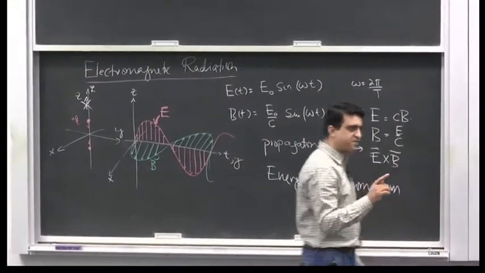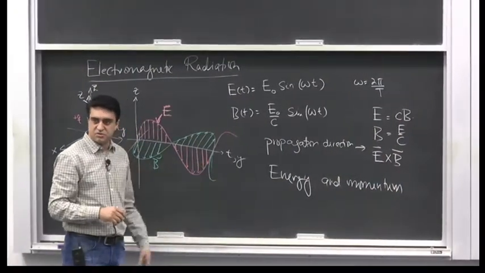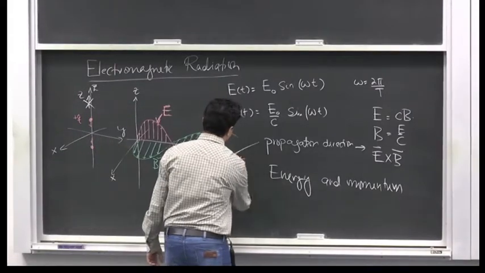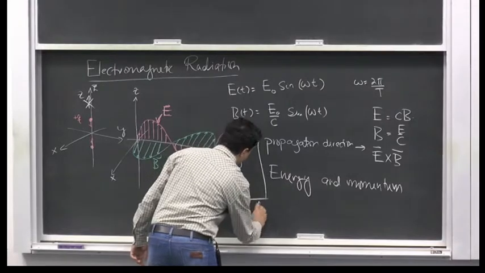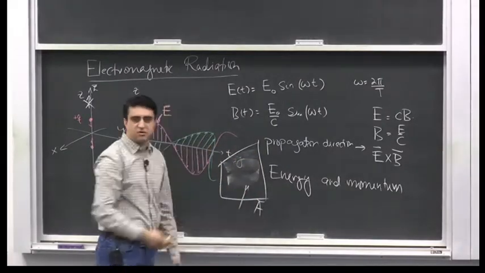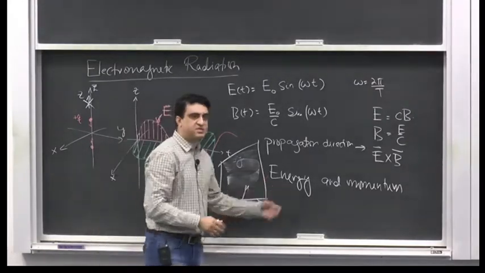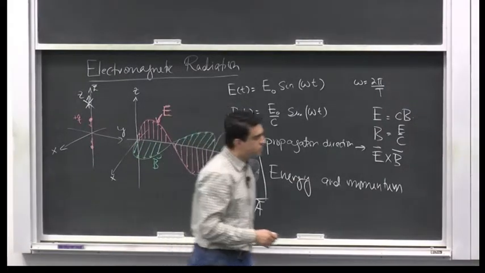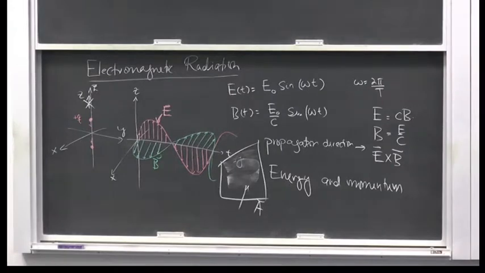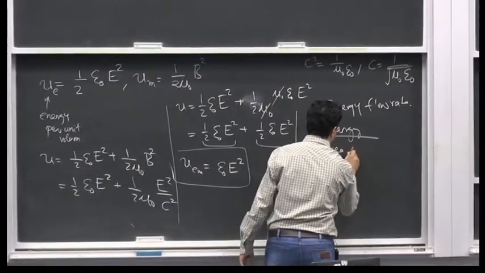But an important thing is, because the wave is propagating in that direction, so what should be important is, for example, if I take an area A, a sheet of area A, which is perpendicular to this propagation direction, what normally we are interested in is how much energy is passing through this area per unit time. So what we are interested in is the energy flow rate, and that is the energy per unit area per unit time.